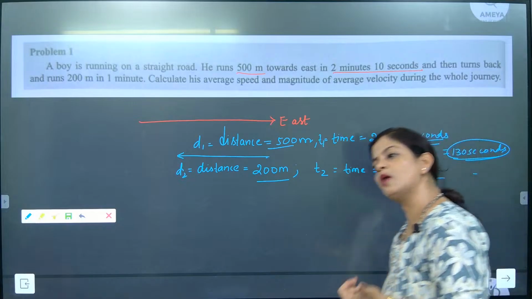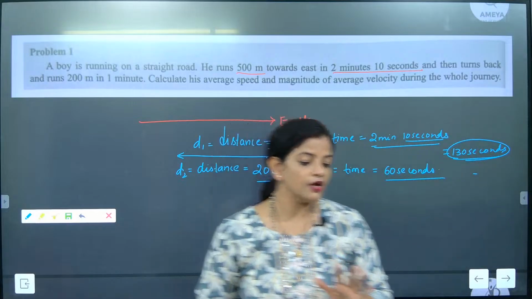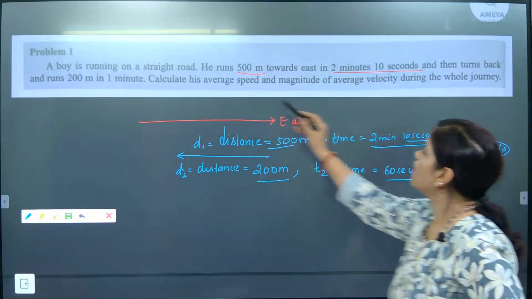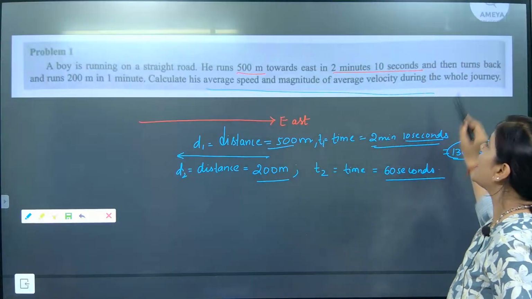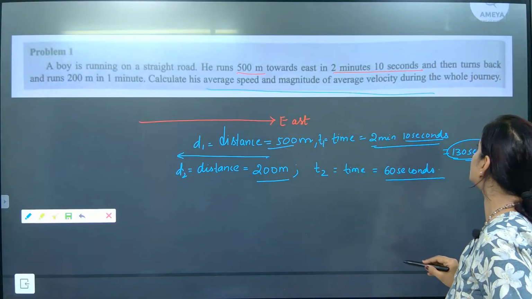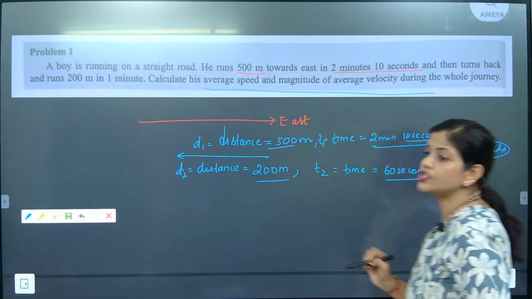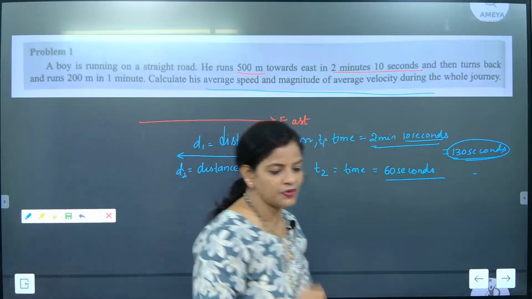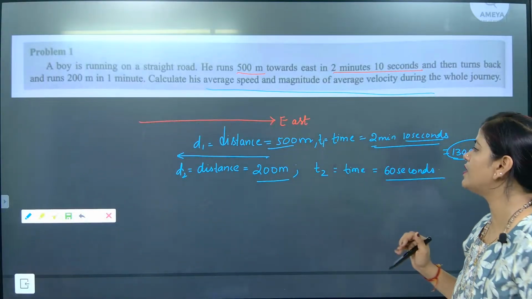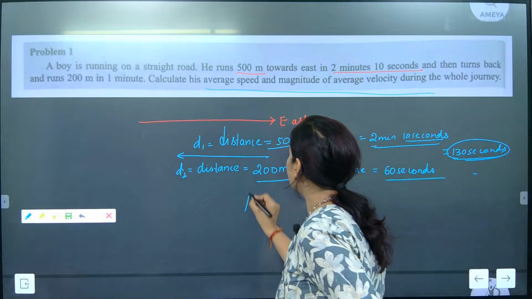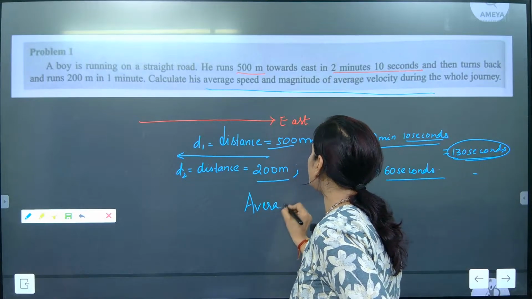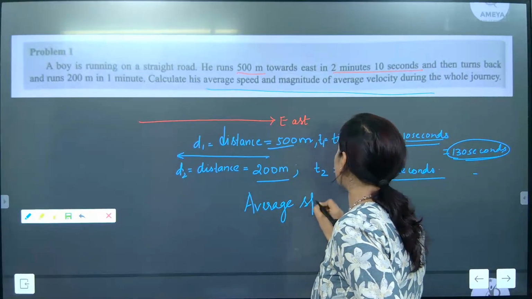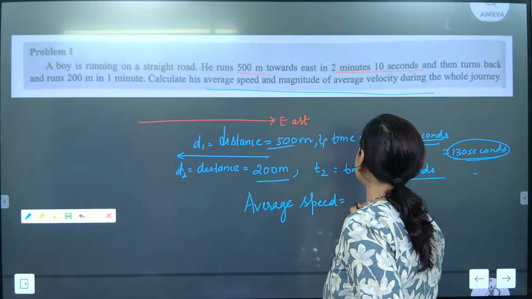1 minute is equal to how many seconds? 60 seconds. Now what is the question asked to you? Find his average speed and magnitude of average velocity during the whole journey. Understood? So first we will find the average speed. We know the average speed formula. Come on, note down. Average speed is equal to total distance covered.